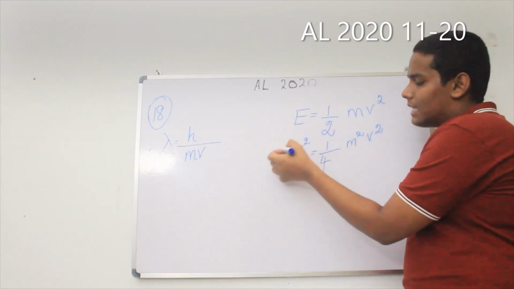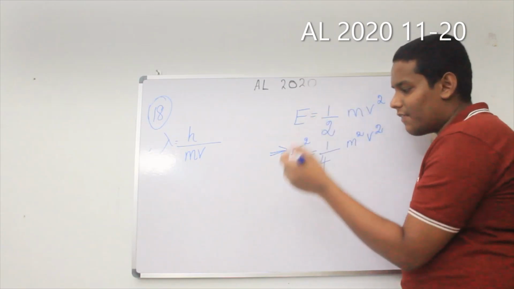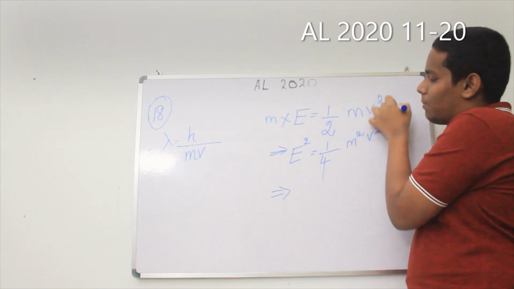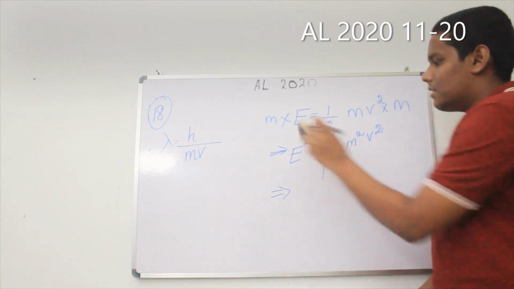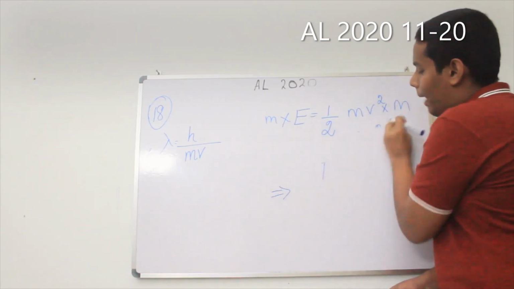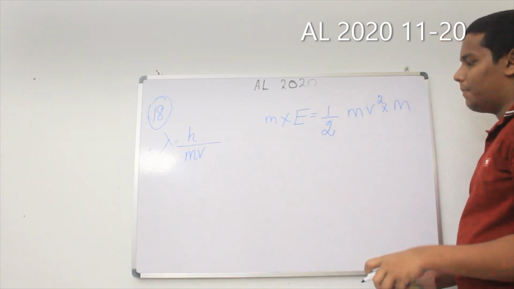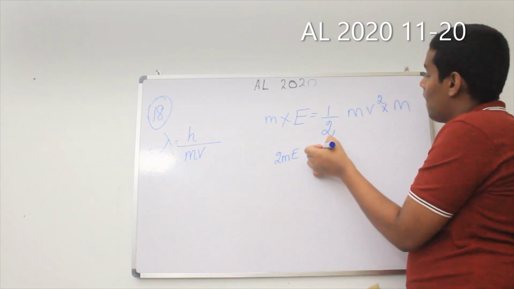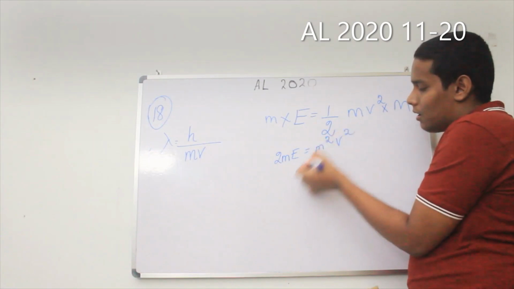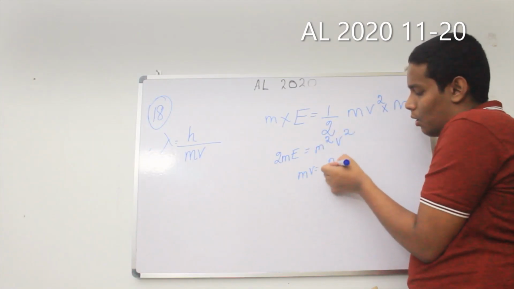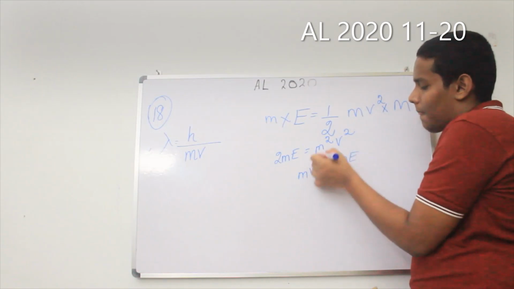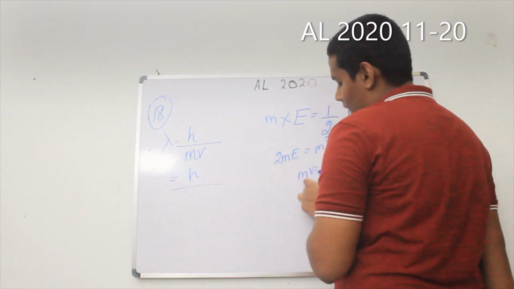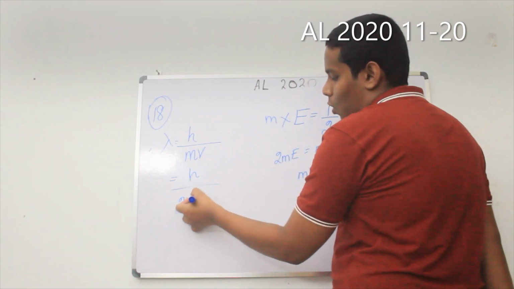Okay, now this is one way as to how I can approach. The other way as to how I am going to approach is I multiply this side by m and this side also by m. That is a more easier approach. Then here 2mE equal to m squared v squared. So mv equal to root of 2mE. So lambda is equal to h over, instead of mv I can substitute root 2mE.